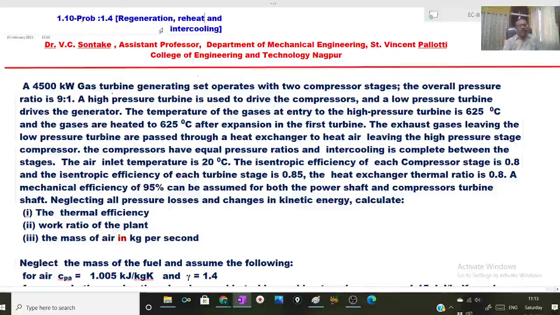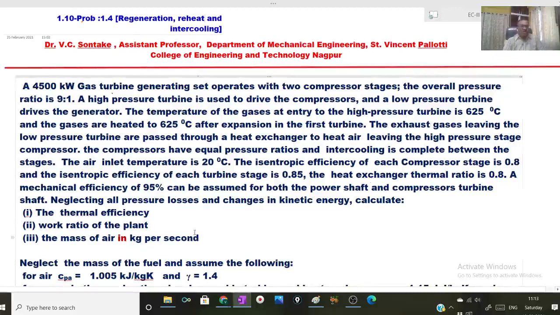1.4, and it is on regeneration, reheat and intercooling. So in this problem, the gas turbine cycle is employing all the three methods to improve the performance of it.